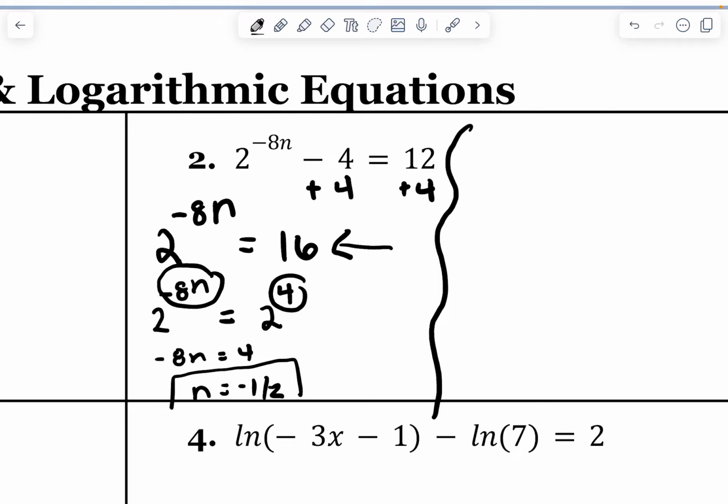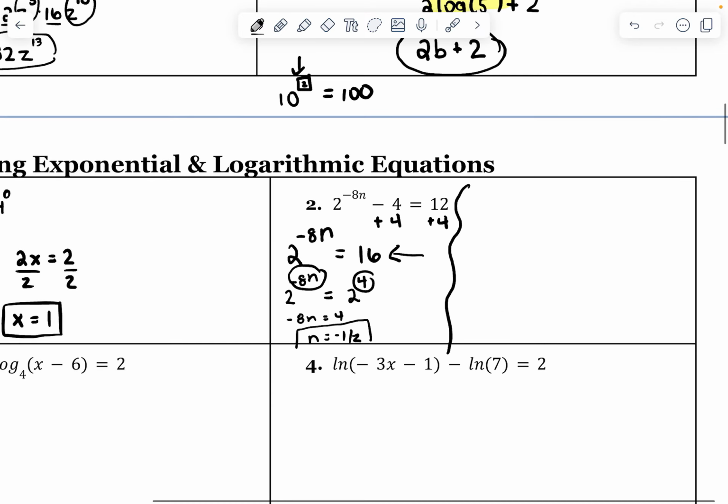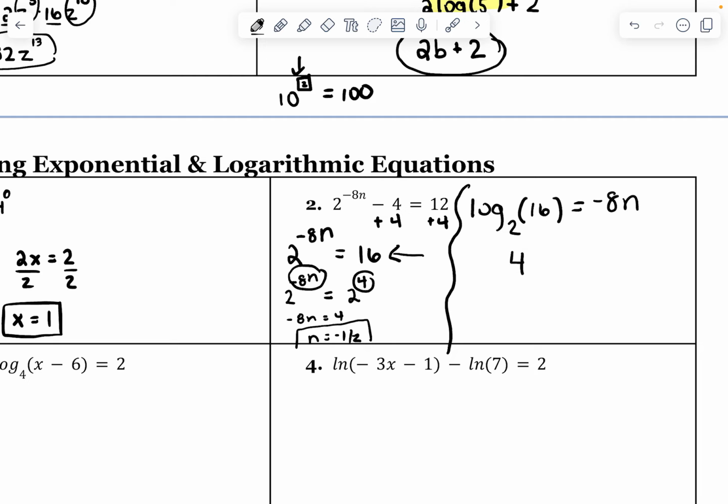Okay. The other way of doing it is that once you get to this portion right here, instead of rewriting it as 2 to the 4th power, you could write, okay, log base 2 of 16 is equal to the exponent, which is negative 8n. And log base 2 of 16 is equal to 4. So 4 is equal to negative 8n, and then you still get that n is equal to negative 1/2. So no matter what option you choose, you still get the same answer.